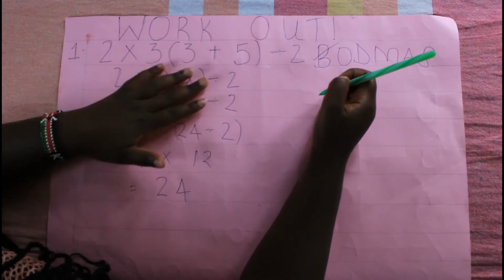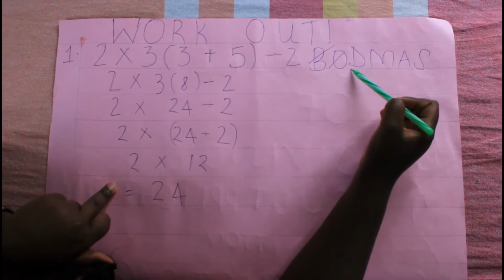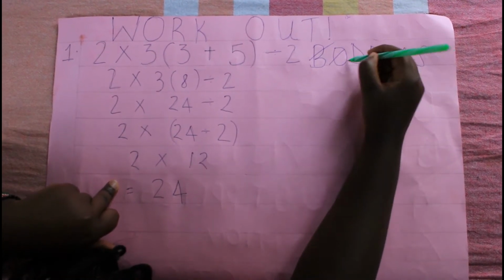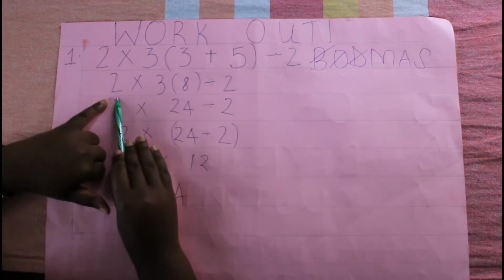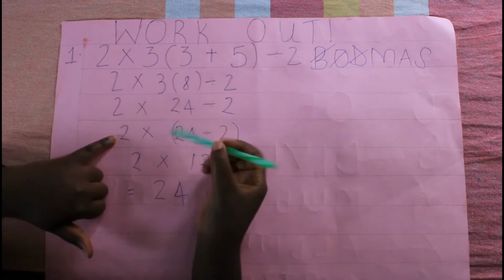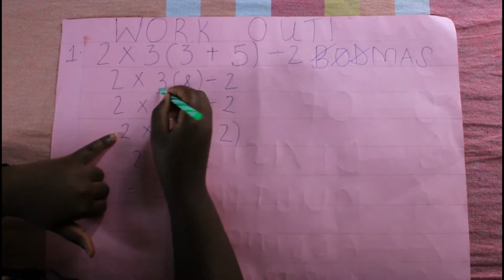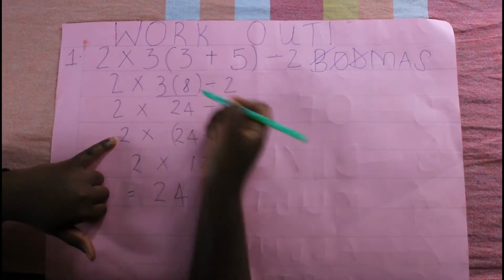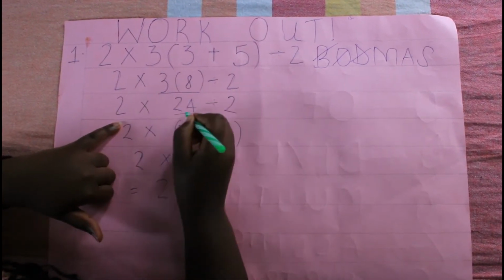Is there any off in your question? No, so you cancel it out. Is there any division in your sum? Yes, so you cancel it out. Then check where the division sign is. It's here. So it is 2 times 3 into brackets 8, divide by 2. So you calculate the bracket first, which is 3 times 8, which gives you 24. You get 24.